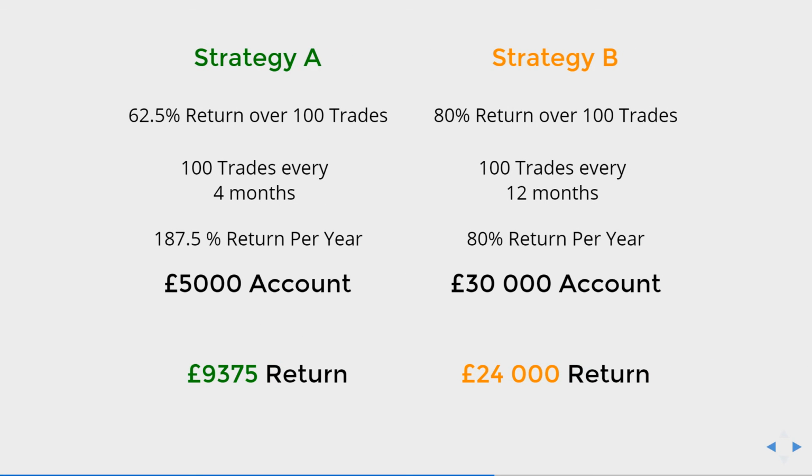So we can see, even though the trader trading strategy A had a higher percentage return over the year, trader B has still made more money because he had a bigger account size to begin with.